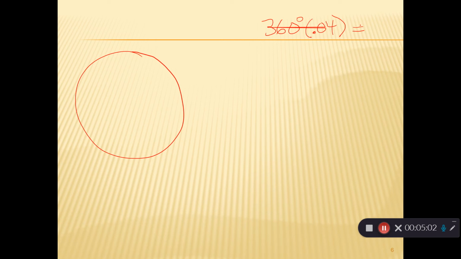So let's draw something that is about 14 degrees. So we'd actually get out our protractor to do that. So this would be our 4%, and it's the did not post category.